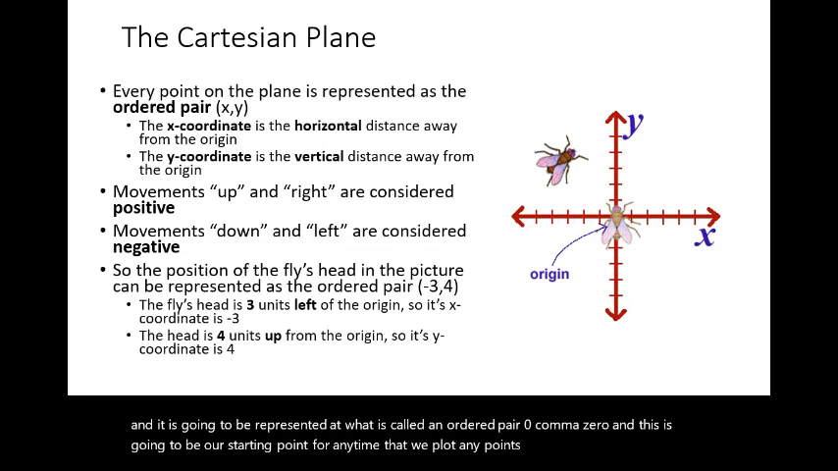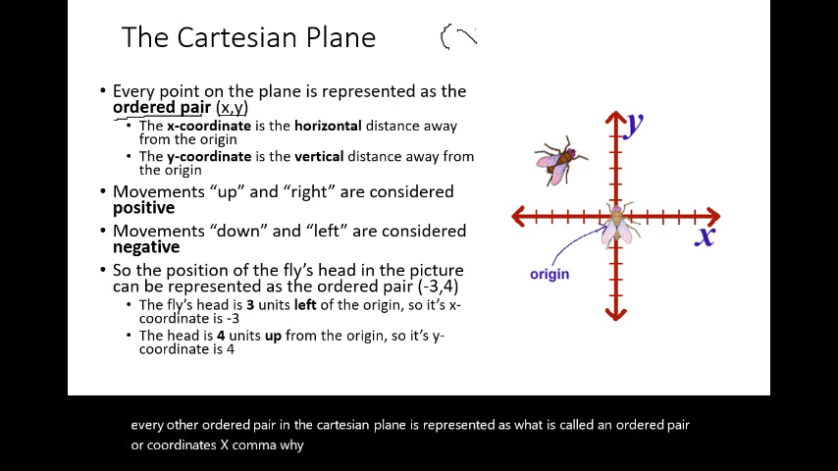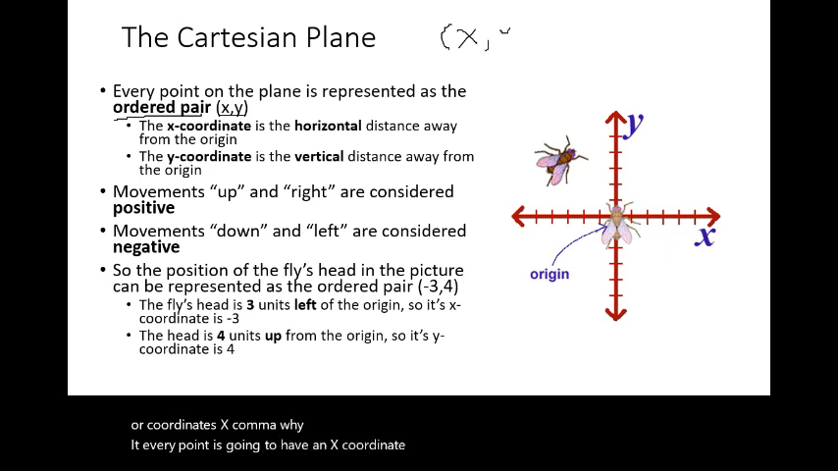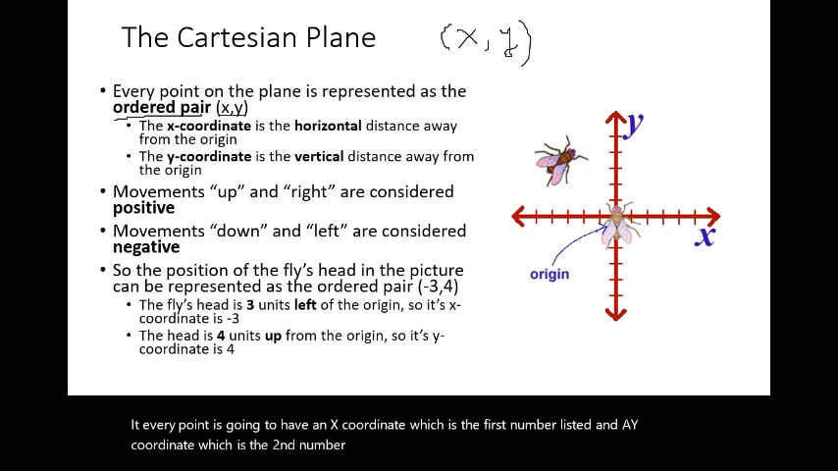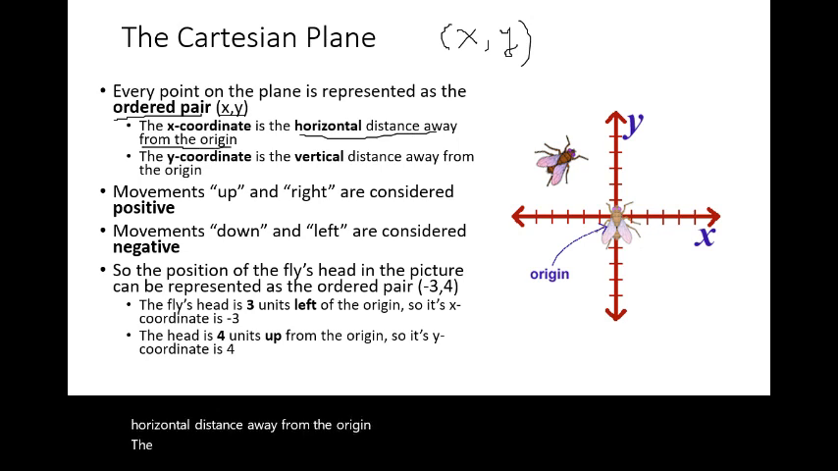Every other point in the Cartesian plane is represented as what is called an ordered pair or coordinates (x, y). Every point is going to have an x-coordinate, which is the first number listed, and a y-coordinate, which is the second number listed. The x-coordinate, or the first number listed, is the horizontal distance away from the origin. The y-coordinate, or the second number listed, is the vertical distance away from the origin.